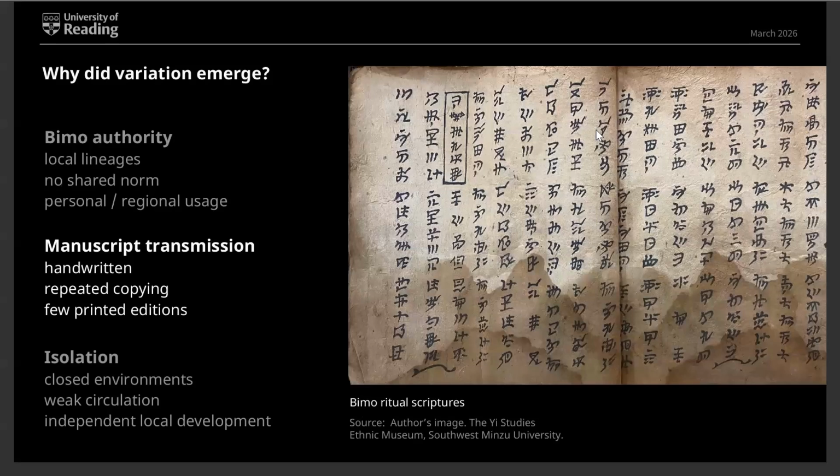Second, Yi texts were transmitted mainly through manuscript culture. Most surviving materials are handwritten rather than printed, so forms were copied again and again through long chains of transmission. This allowed local differences to remain visible over time. So manuscript transmission did not only preserve the script. It also helped to produce the variation.